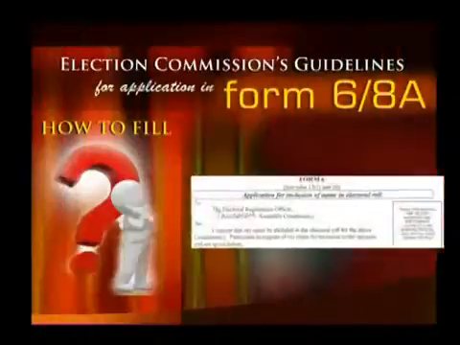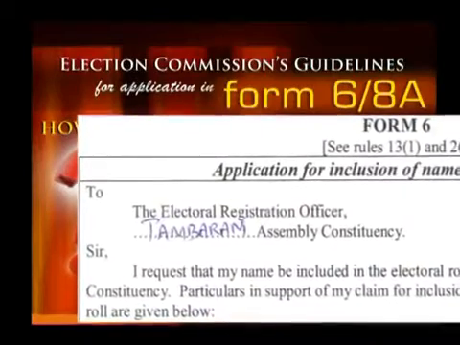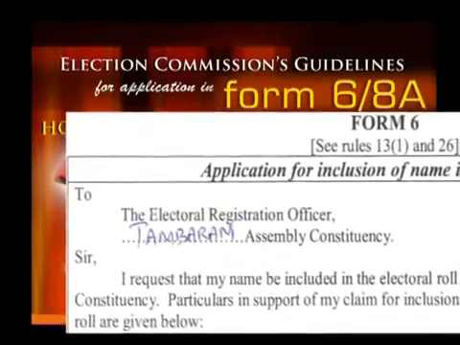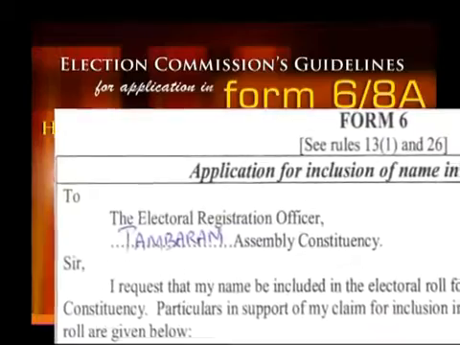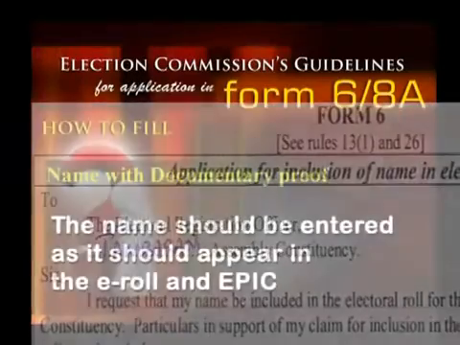How to fill Form 6 and 8A? The application should be addressed to the Electoral Registration Officer of the constituency in which you seek registration or transposition. The name of the constituency should be mentioned in the blank space.